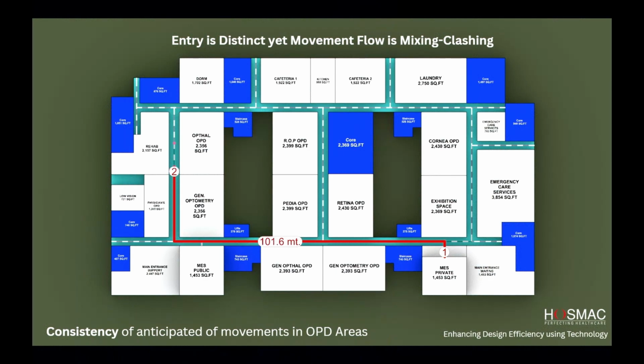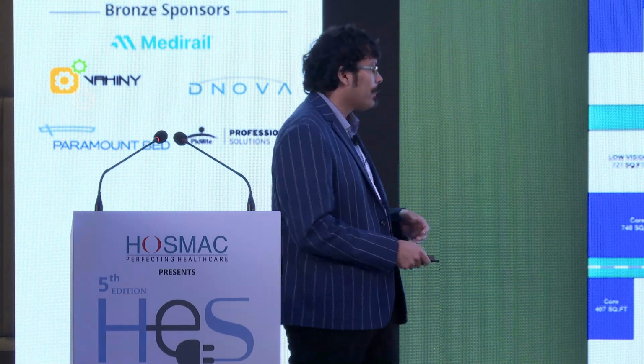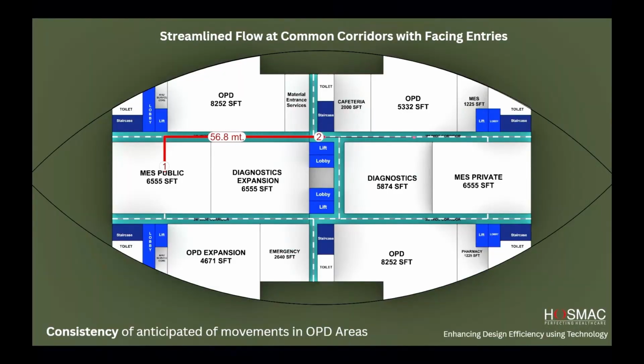patient. That was also the case in the private MES, where the patients from the private entry had to travel about 100 meters in the opposite direction to go to the physician's OPD, which was having doctors taking mixed appointments. So this design would create a lot of clash right in the front of the hospital, where the corridor was also pretty thin. So you would have multiple clashes in the movement flow, which is not really a hallmark of an efficient healthcare design.